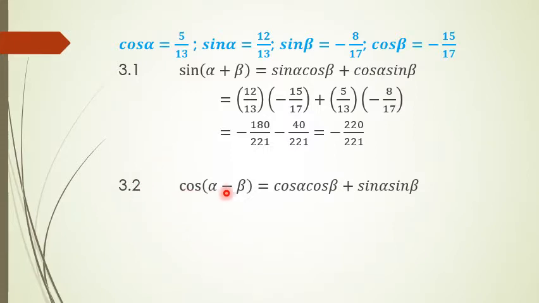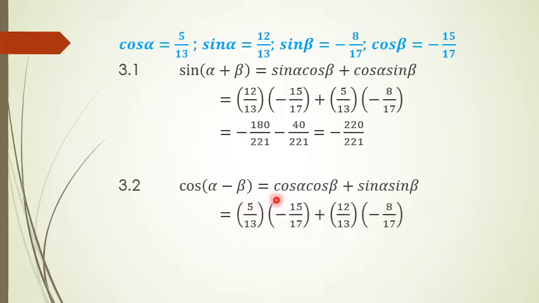3.2, cos of alpha minus beta is equal to cos alpha cos beta plus sine alpha sine beta. Making the substitutions, that's cos alpha is 5 over 13, cos beta minus 15 over 17, plus sine alpha is 12 over 13, sine beta minus 8 over 17. And simplifying, we obtain our final answer as minus 171 over 221.